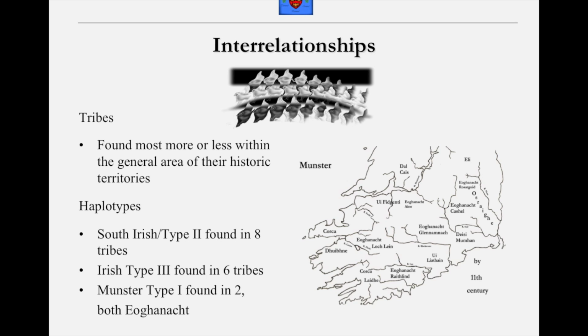The haplotypes, the next point: the South Irish type 2 are found in 8 of the tribes, and the Irish type 3 are found in 6 of the tribes, and then the Munster Irish type 1, that's found in 2 of the tribes, and both of those tribes are O'Nough. Right?